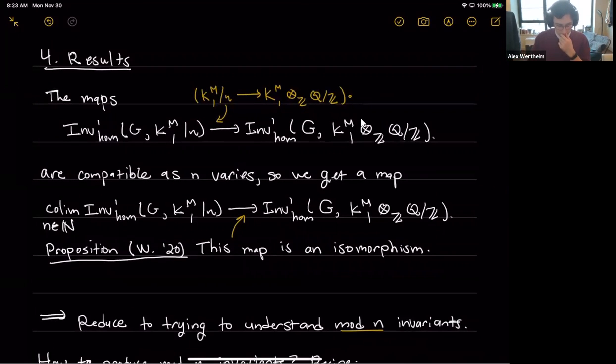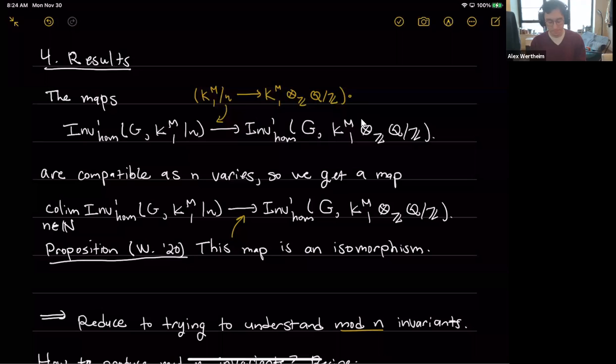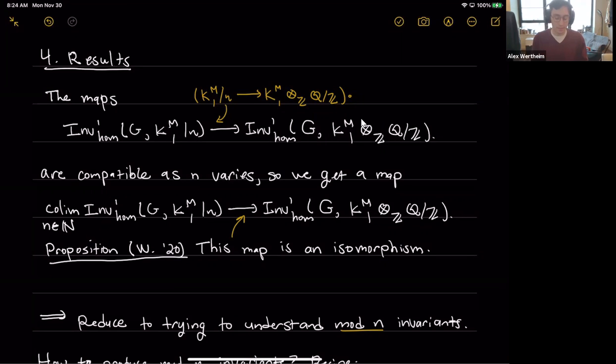So on to the results. The first thing that I want to note is that we have maps from the mod n invariants of G to the Q mod Z invariants of G just by composing with these natural transformations from Milnor K1 mod n to Milnor K1 tensored with Q mod Z above. And because the natural transformations from Milnor K1 mod n to Milnor K1 tensored with Q mod Z are compatible as n varies, the corresponding maps on mod n invariants to Q mod Z invariants are also compatible.